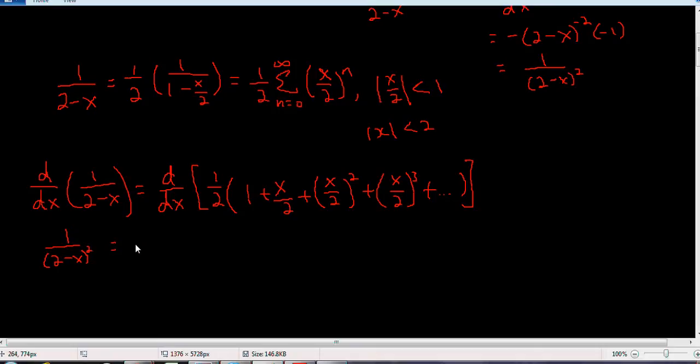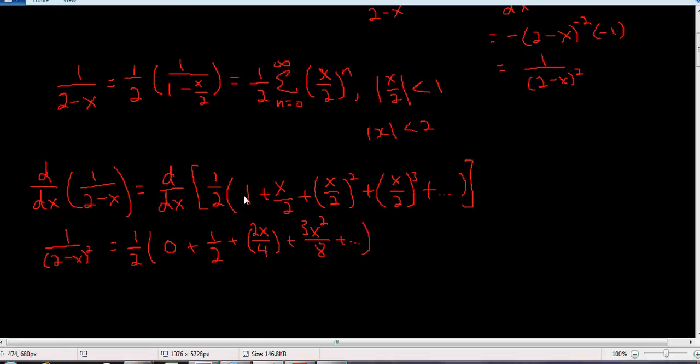And this is equal to, well, the half I can pull out, and this would give me the derivative of 1 is just 0, plus 1/2 plus 2x over 4 plus 3x squared over 8, and this just kind of continues on forever.